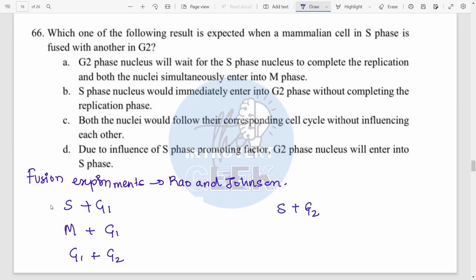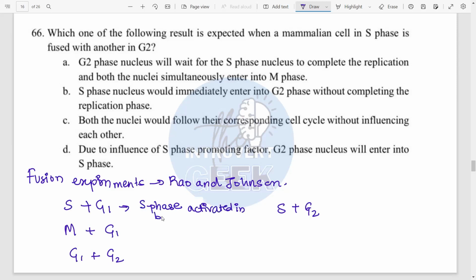Okay, so in the first case, when they fused an S phase cell with a G1 phase cell, what they found was that the S phase got activated in both.